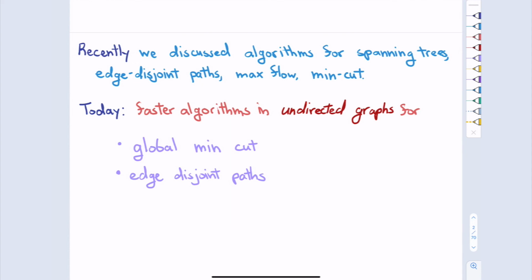My goal always in the week before the midterm is not to introduce dramatically different things, so I try to pick something similar. Today we'll talk about faster algorithms for some of these problems in the special case of undirected graphs. All the max flow min cut stuff we did two weeks ago worked in directed graphs, but we'll see that we can leverage a little bit more symmetry in the undirected graph. There's a little bit more structure.